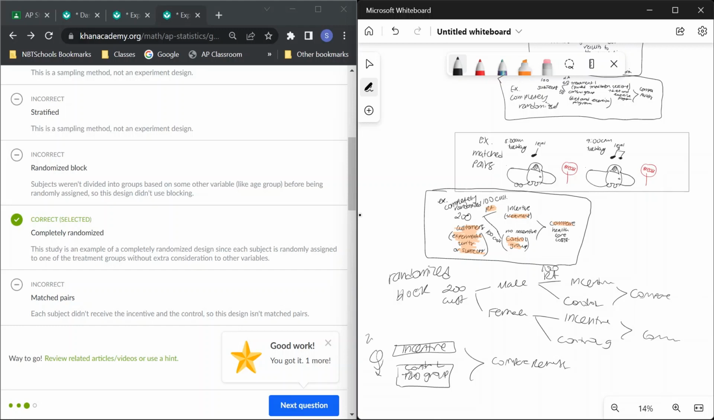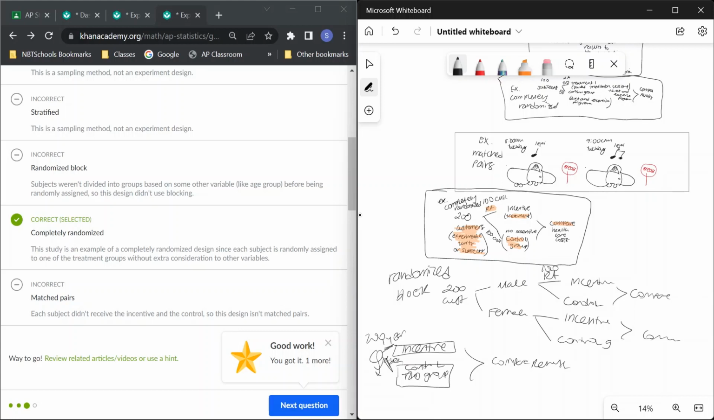So the 200 customers, you would have them, like, this is 1 year, and then the second year, and you would just compare the results. That would be matched pairs. All the 200 customers taking both of the treatments. One is the incentive and the other one is a control group.